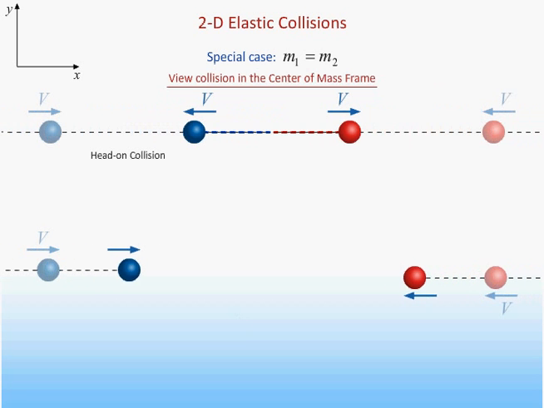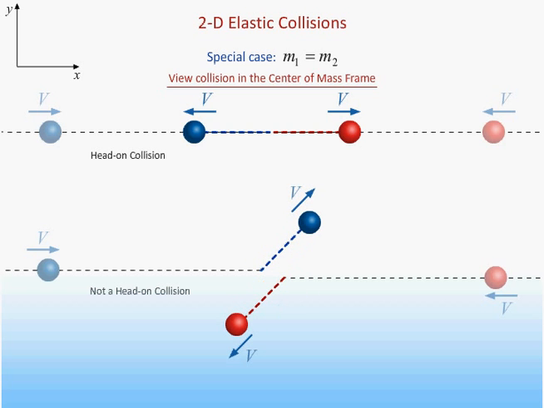The one parameter that is not determined from the conservation of momentum and energy is the angle between the initial and final velocities of one of the objects. Indeed, this angle can vary all the way from 180 degrees in the case of a head-on collision to 0 degrees in the case where the objects simply miss each other.